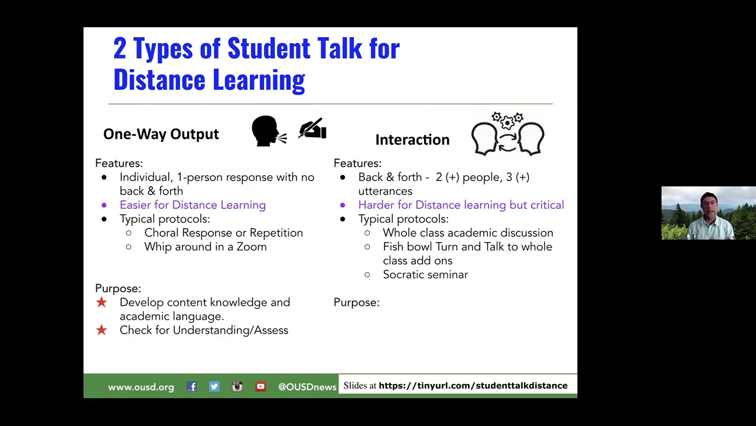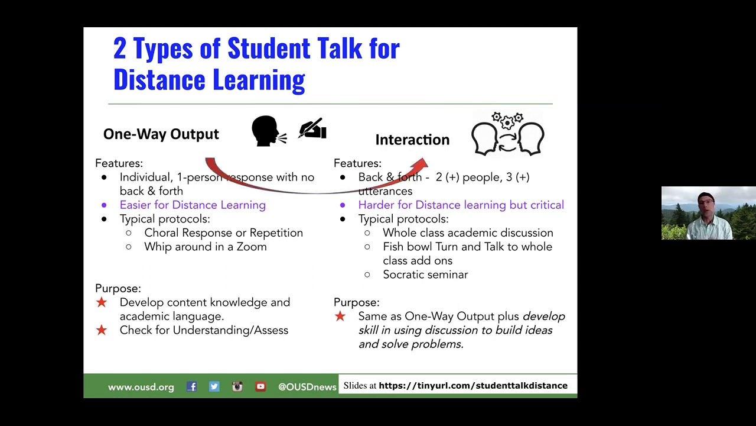So the purpose of the interaction, it covers a lot of what the one-way output is, but then it adds developing skill in using discussion to build ideas, which is so critical in all of our work contexts and thinking contexts, and also to build ideas together to solve problems. We also want to point out the way that one-way output, those single outputs, they really build up our language and our content knowledge so that we're more capable of doing interaction. But then the interaction also facilitates the one-way output. So if you had to do a writing assignment after an academic discussion, it might go better.